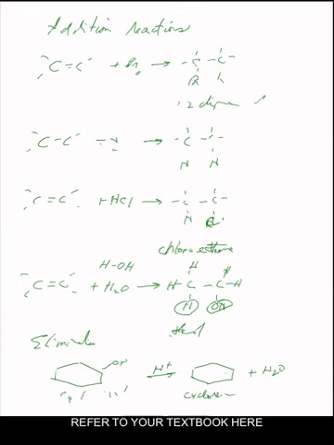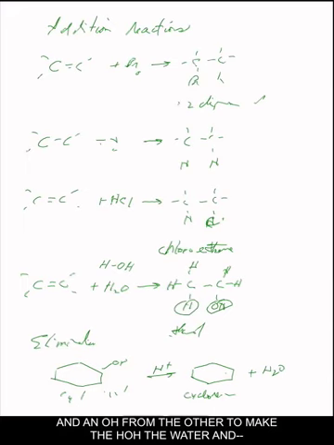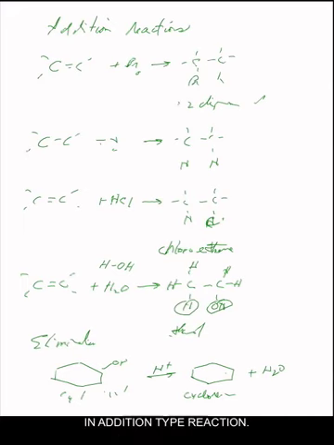Refer to your textbook here, which gives you a very clear demonstration of this. But what you've really done here is you've removed an H from one carbon atom and an OH from the other to make the HOH, the water, and now you form the double bond. So double bonds can be formed in elimination reactions, and they can be broken or added across in addition-type reactions.